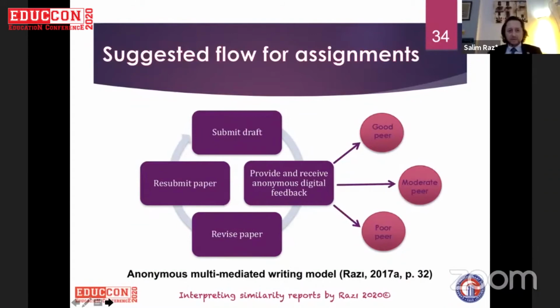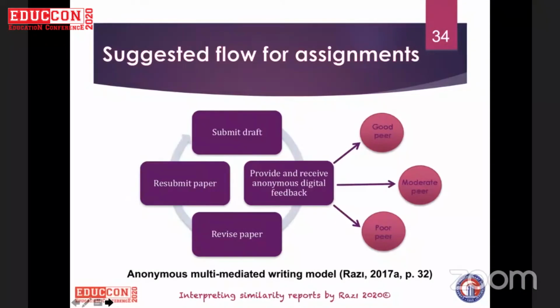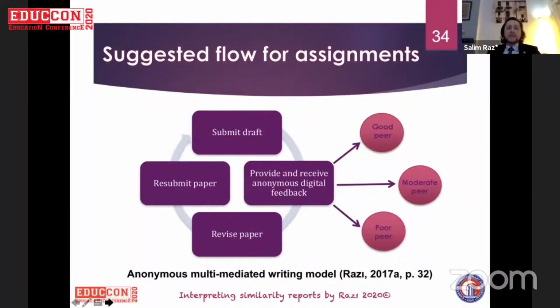And here in my methodology, this is the anonymous multimediated writing model that I developed almost 5 years ago, and I've been checking it since then. So what do I do here? I categorize my students into 3 groups: good students, good in writing; poor students, poor in writing; and the ones in the middle. When it comes to submitting their first assignment, I match every student assignment with 1 student from 1 group. So they will be receiving feedback from students at different levels.